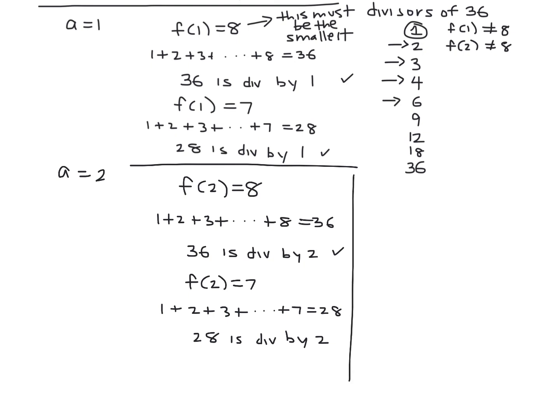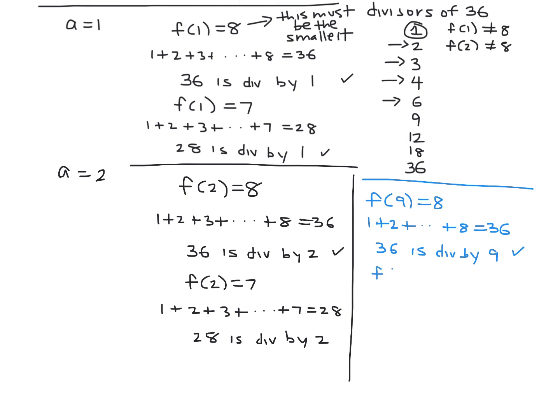Now let's move ahead to these guys. These are the ones where things start to happen for us. F at 9. Is f at 9 equal to 8? Well, let's see. If that's true, then 1 plus 2 dot dot dot until 8, which is 36. 36 must be divisible by 9, and that is true. But can we find a lower number? Like, for example, can f at 9 equal 7? Or can f at 9 equal anything, really, lower than that?